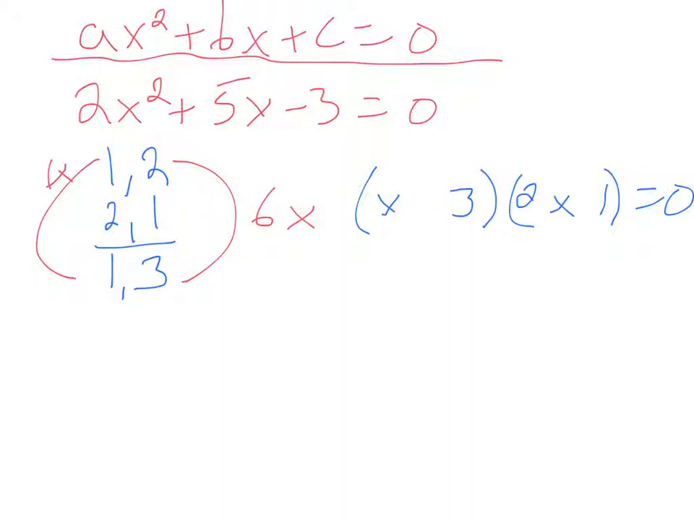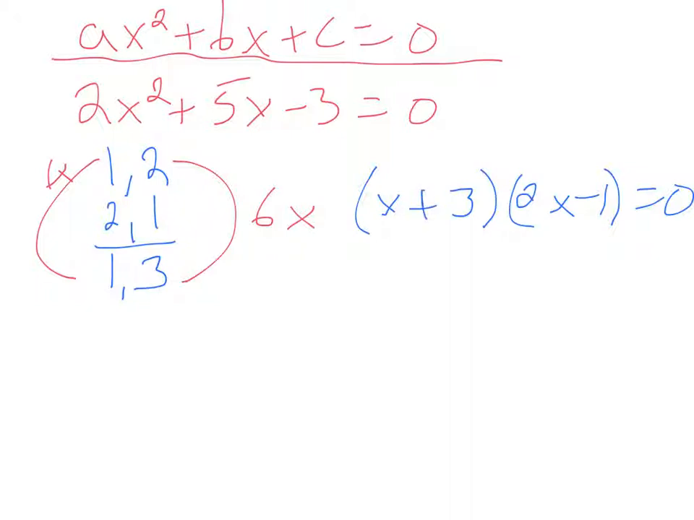Which one should be negative and which one should be positive? The 3 or the 1? 1 should be negative, right? Because that's going to be negative 1 times x is negative 1x, and 3 times 2 is 6x. 6x minus 1x would be 5x. So, yeah, that's got to be positive.